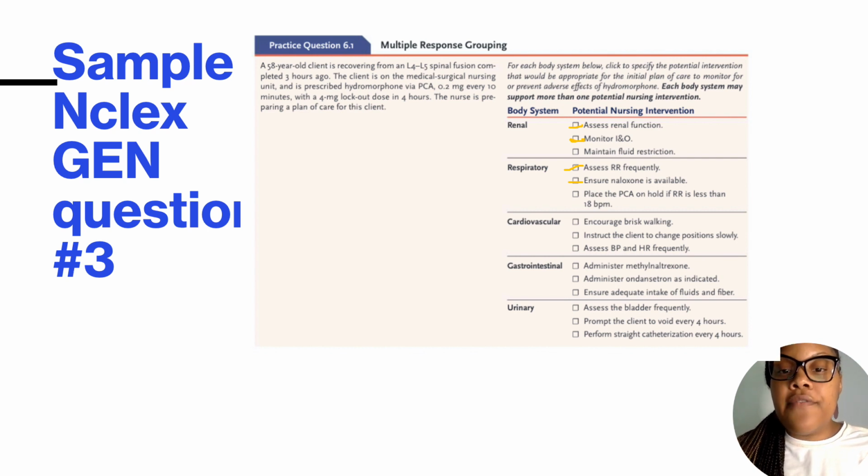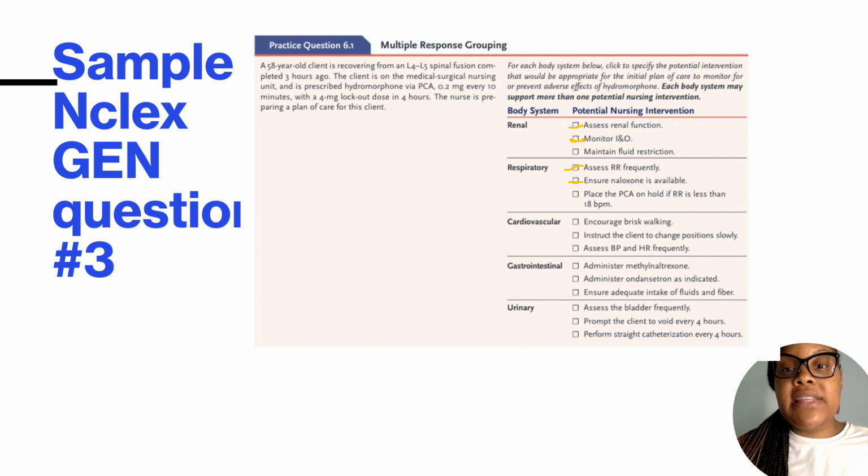All right, in your cardiovascular system, do you want to encourage brisk walking? Do you want to instruct the client to change position slowly, or do you want to assess the blood pressure and heart rate frequently? All right, so what about walking that a patient needs to do when they're on a PCA pump, when they're getting pain medicine? That has nothing to do with anything. All right, but do you want to instruct the client to change position slowly?